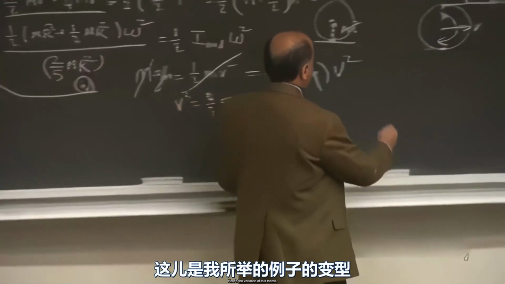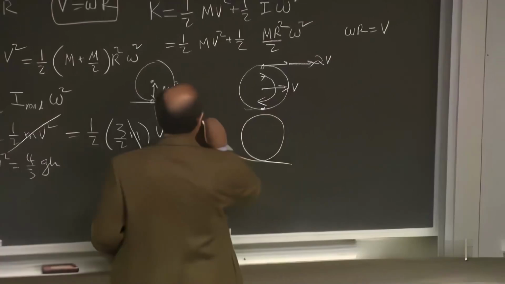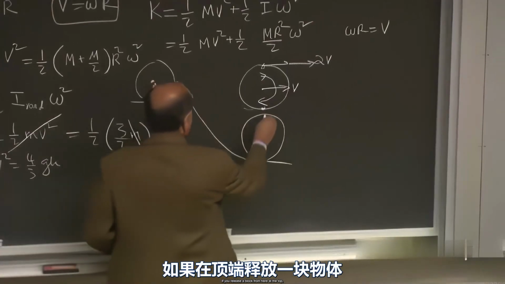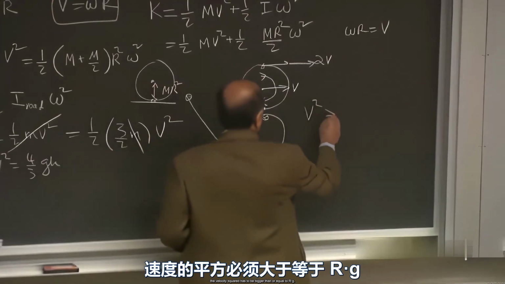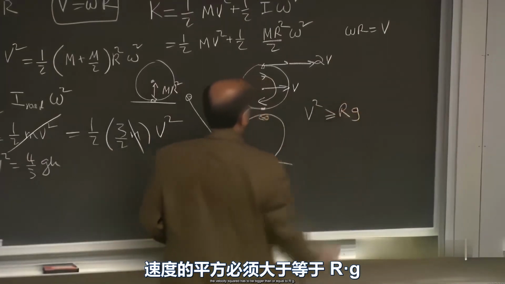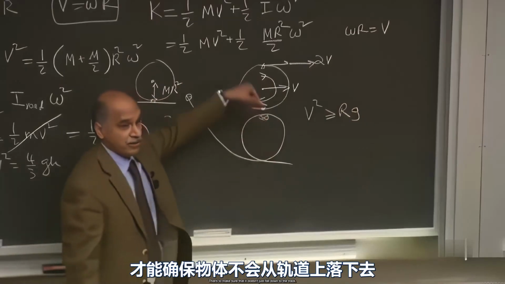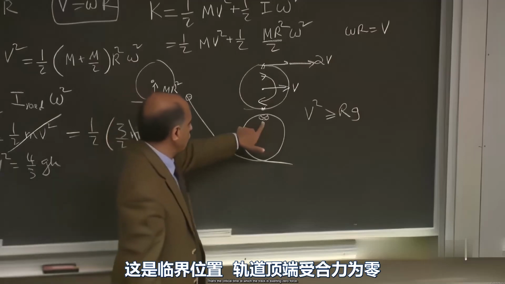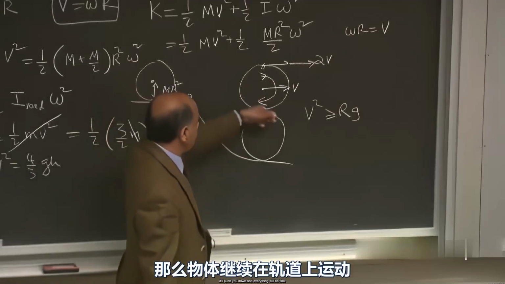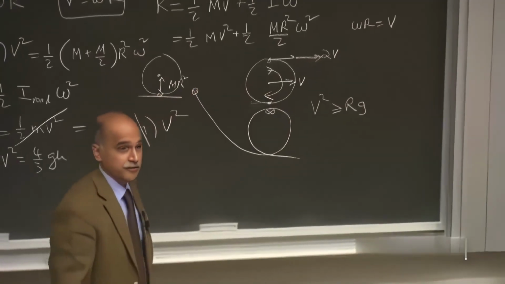Here's a variation of this theme. You remember that when you want to do the loop, if you release a block from here, at the top, I've shown you many times, the velocity square has to be bigger than or equal to rg. That's to make sure it doesn't just fall down to the track. That's the critical time at which the track is exerting zero force. If you went faster than that, it'll push you down and everything will be fine. If you went slower than that, you will fall down.